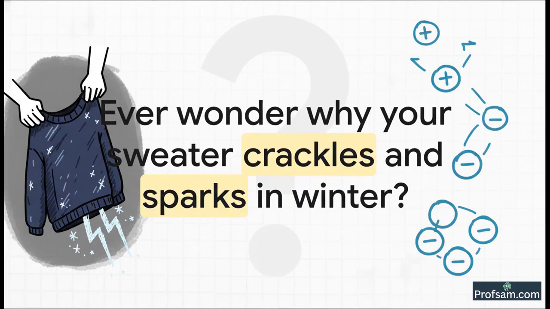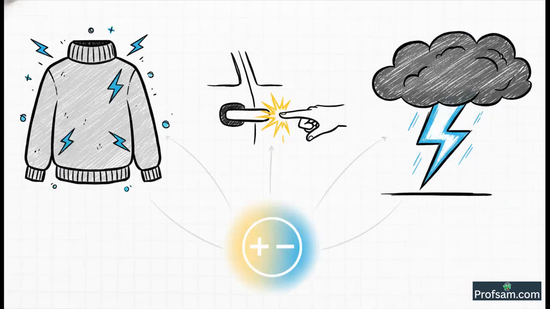Okay, so let's start with something you've probably all experienced. In the winter, when the air is very dry, you take off a woolen sweater in a dark room, and you hear that crackling sound, and sometimes you even see tiny little sparks. So what's really happening there? Have you ever thought about it? Well, that crackling sweater, or that small shock you sometimes get when you touch a car door handle, and even those huge dramatic lightning streaks you see in the sky, they are all connected. All these things are happening because of one single concept: electric charge.